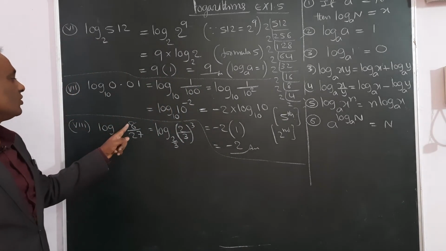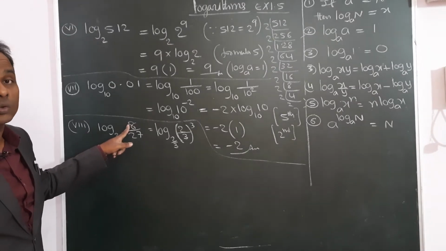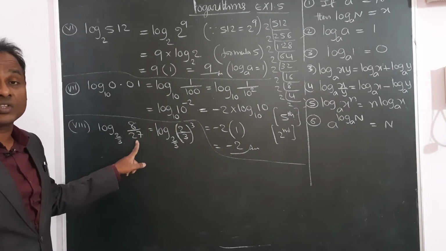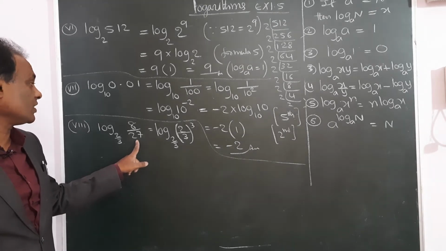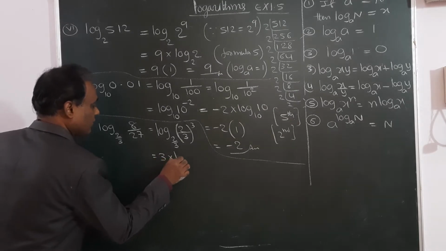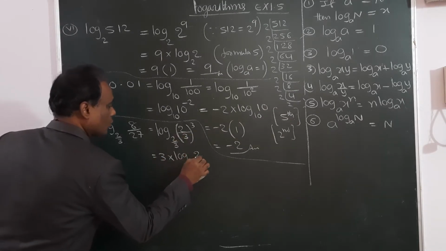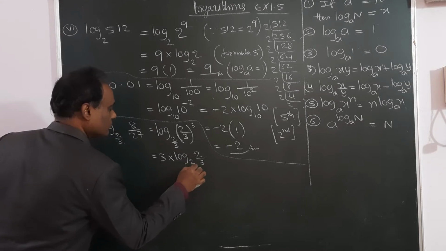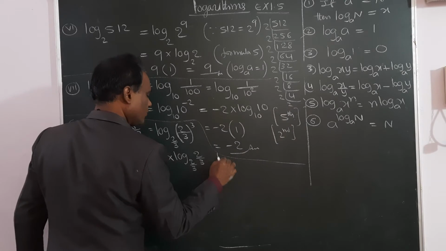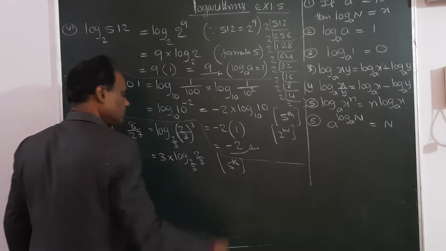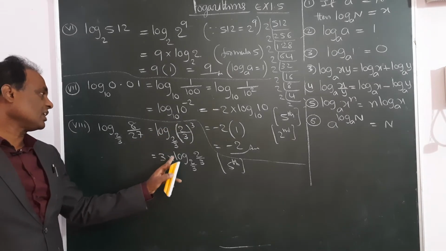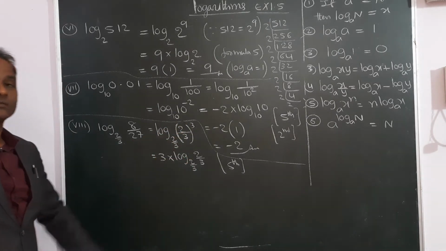So 8 is 2 into 2 into 2, that means 2 cube. 27 is 3 into 3 into 3. 3 3 is 9, 9 3 is 27. That means 2 by 3 whole cube. So 3 will become multiplication, then this becomes 3 log 2 by 3 to base 2 by 3. 3 will become multiplication as per the fifth formula, the power formula.